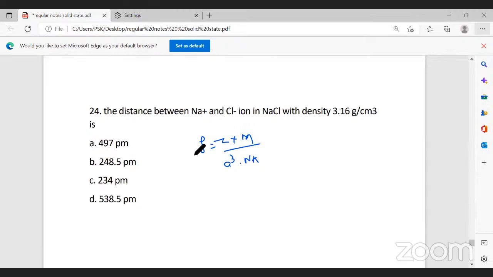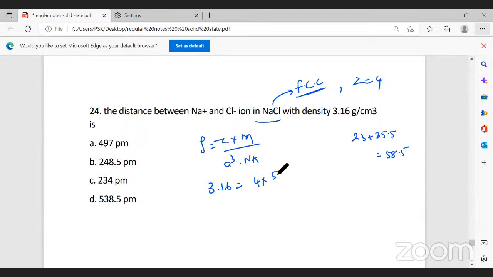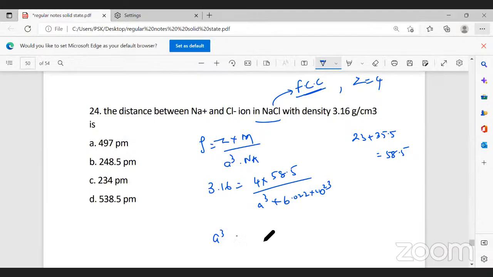Now what is the Z value for NaCl? You should remember NaCl crystallizes in FCC. Therefore, Z will be equal to 4. So density, they have given 3.16, that will be equal to 4 into molecular mass of NaCl, which is 23 plus 35.5, that is 58.5, divided by A cube into Avogadro number, 6.02 into 10 to the power 23. On solving, you will get A cube will be equal to 122.77 into 10 to the power minus 24 centimeter cube.